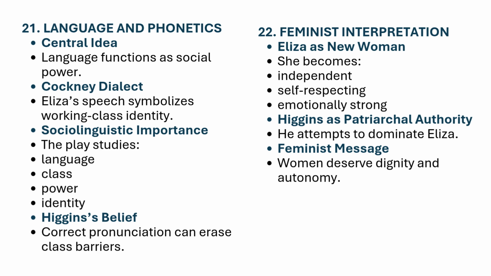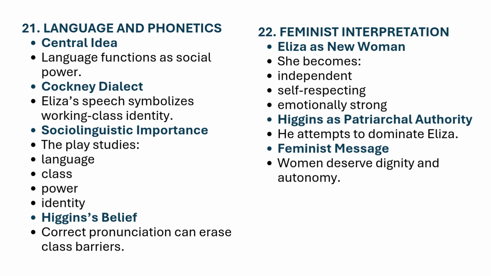However, Eliza gradually challenges this authority. She refuses to remain an object or possession. She rejects dependence and insists on being treated as an equal human being. This conflict reaches its peak in Act 4 and Act 5 when she openly confronts Higgins and asserts her independence. The feminist message of the play is therefore clear: women deserve dignity, respect, freedom, and autonomy.